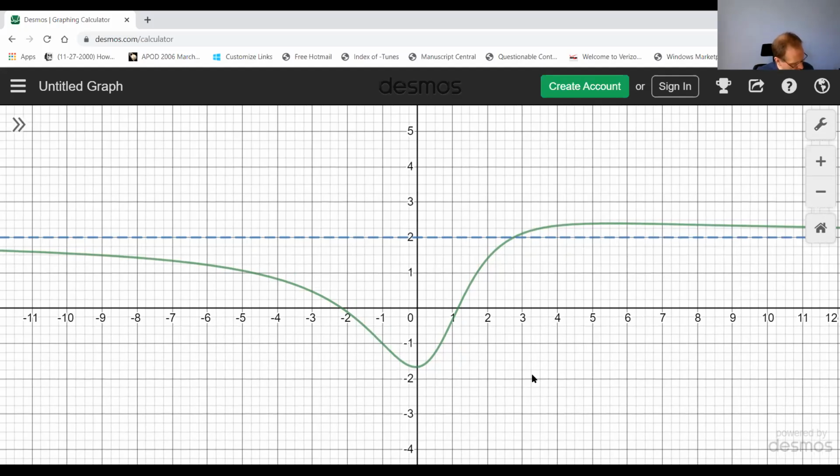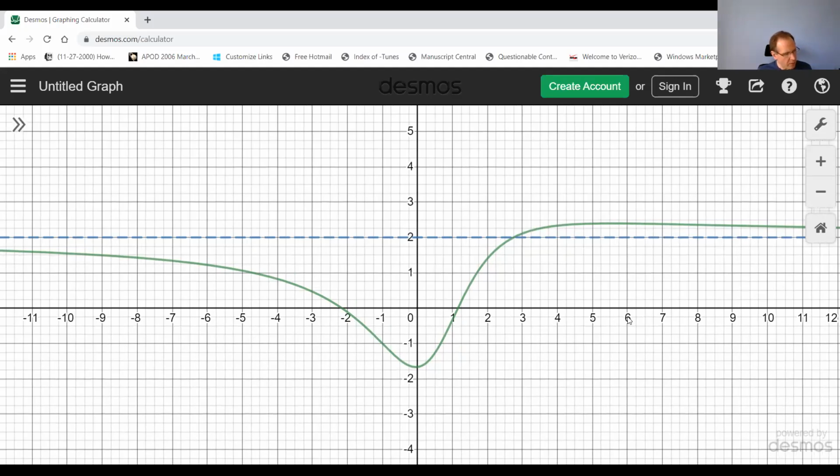Now, one interesting thing is it looks like there should be some vertical asymptotes, like where the denominator is equal to 0. But it turns out if you try and solve that, there's no real x's that make that denominator 0. So in this case, there's no vertical asymptotes either. But the thing we were just looking at was the horizontal asymptotes.